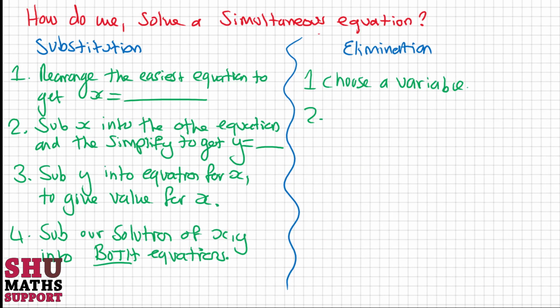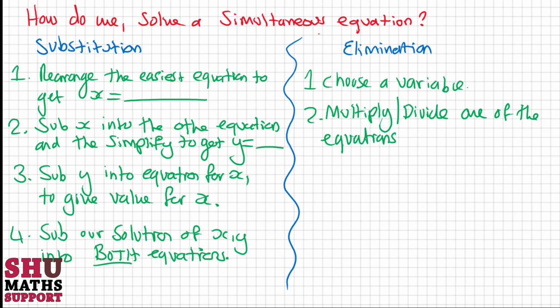So in step 2 we can write multiply or divide one of the equations by a factor so the unknowns have a common coefficient.